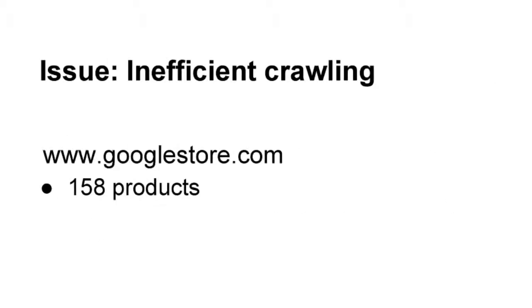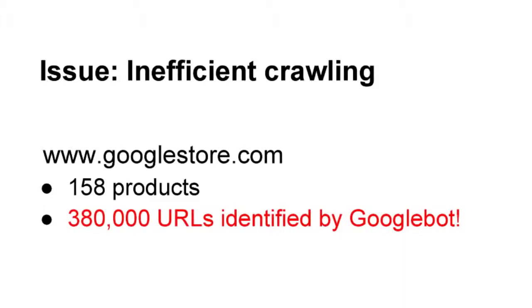In 2010, the Google Store only sold about 160 products. And that seems fine and fairly easy to crawl. But the thing is that of these 160-ish products, it actually created 380,000 URLs. These URLs were created by things like different types of navigation. So Googlebot, in terms of crawling your site, doesn't just look at, say, 200 unique URLs, but actually has to determine which URLs to crawl of the 380,000 that were created.